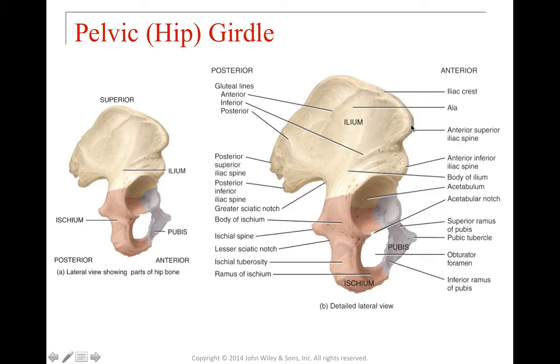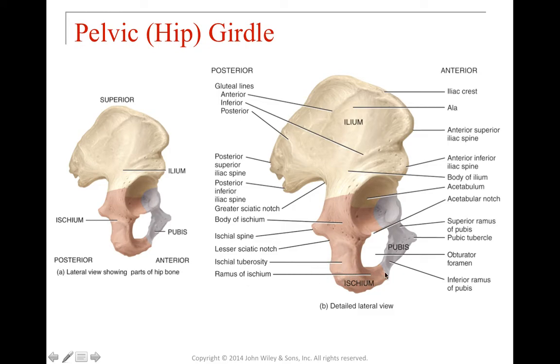And then the anterior superior iliac spine, anterior inferior iliac spine. So this is the anterior iliac spine, top and bottom, basically. This region is the bottom of the ilium. From the back, we have the posterior superior and the posterior inferior iliac spine. We have the greater sciatic notch. This is where the sciatic nerve is going to run right along this. And then the ischium has the body, the ischial spine, the lesser sciatic notch, the ischial tuberosity, and the ramus of ischium.